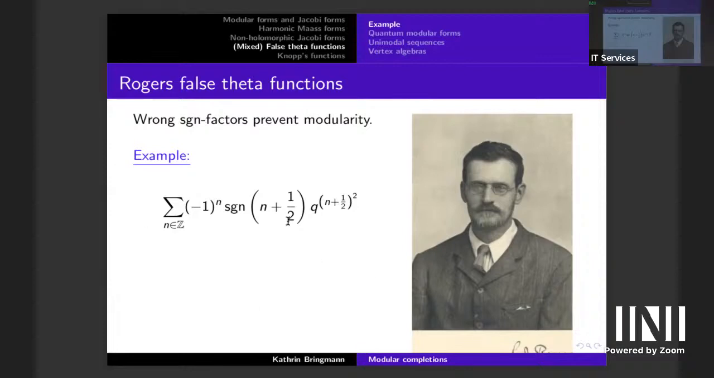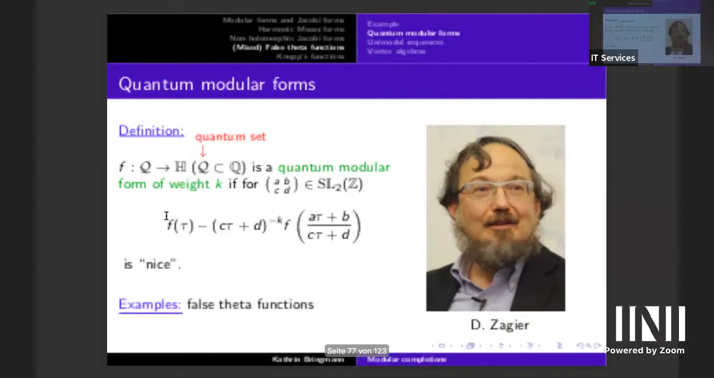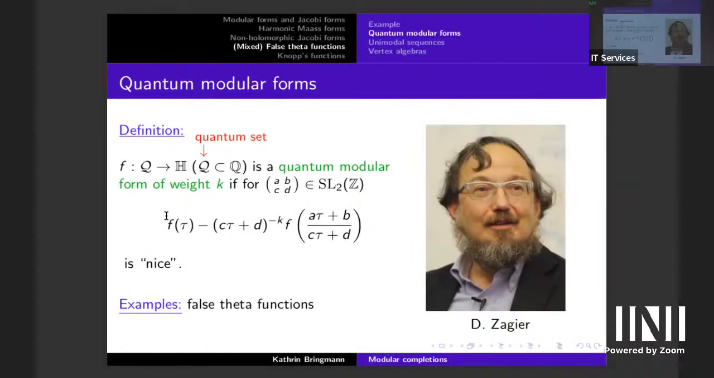So here I'm giving an example of a false theta function. This goes back to Rogers. One property about these false theta functions is that they are so-called quantum modular forms. Following Zagier, these quantum modular forms live on a subset of the rationals, and they have some kind of modular behavior here, in the sense that the difference, which would be 0 if it were a modular object, is just nice. This should include many examples, and that's why it's formulated very vaguely. And this is my quantum set. An example of such a form are the false theta functions.